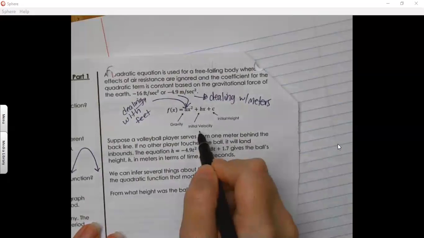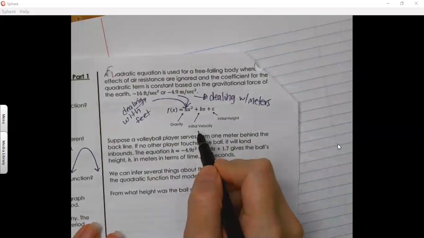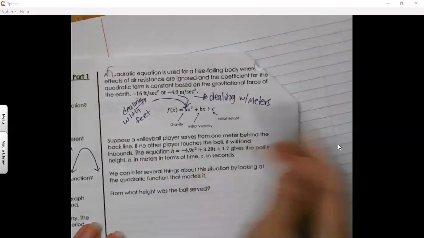Don't know what that means? It's kind of like the speed. Yeah, it's like the speed. And your constant, that is your initial height. Okay, that's your initial height.